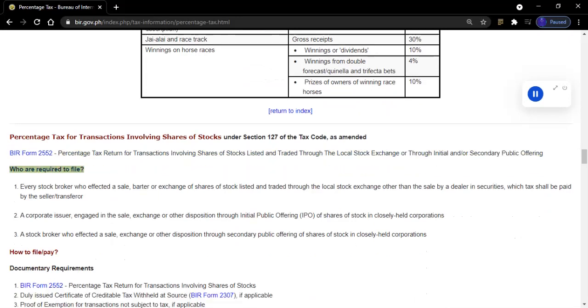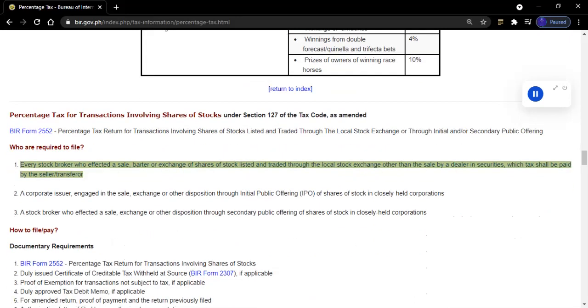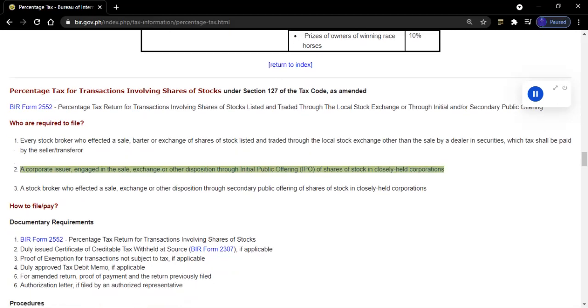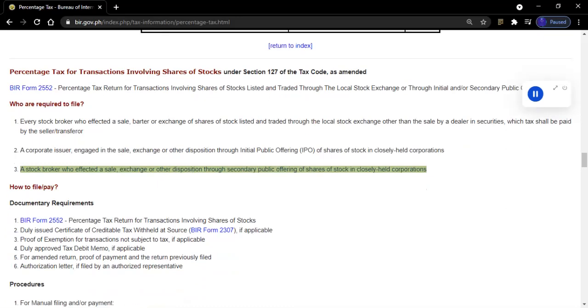Who are required to file? Every stockbroker who effected a sale, barter or exchange of shares of stock listed and traded through the local stock exchange, other than the sale by a dealer in securities, which tax shall be paid by the seller or transferor. A corporate issuer engaged in the sale, exchange or other disposition through initial public offering (IPO) of shares of stock in closely held corporations. A stockbroker who effected a sale, exchange or other disposition through secondary public offering of shares of stock in closely held corporations.